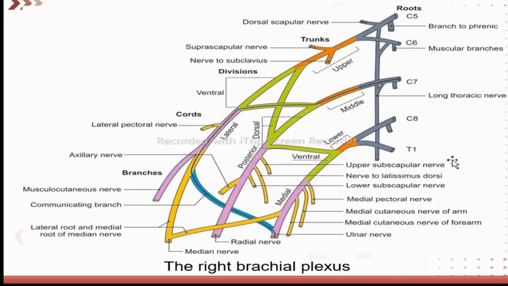The upper subscapular nerve root value is C5, C6. The nerve to latissimus dorsi, the thoracodorsal nerve, is C6, C7, C8. The lower subscapular nerve root value is C5 and C6. The axillary nerve root value is C5 and C6. And the radial nerve root value is C5, C6, C7, C8, and T1.